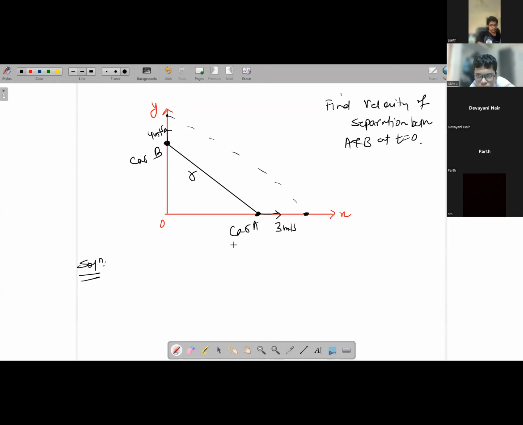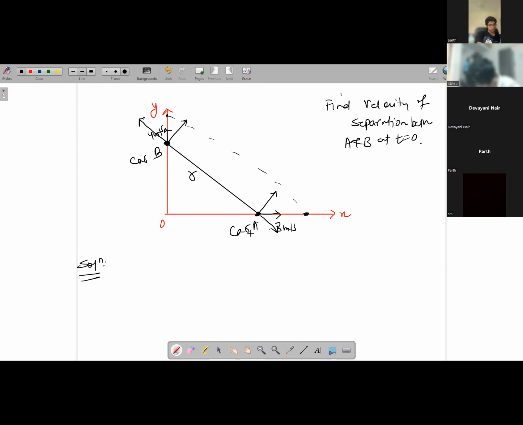You just have to remember, you break the velocity into two components. One will be along the line joining the objects, and the other will be perpendicular to the line. See, this is the line joining these two cars. So you break this velocity into two components, one perpendicular to this line and the other in the direction of this line. Here also, perpendicular to this line and in the direction of this line.